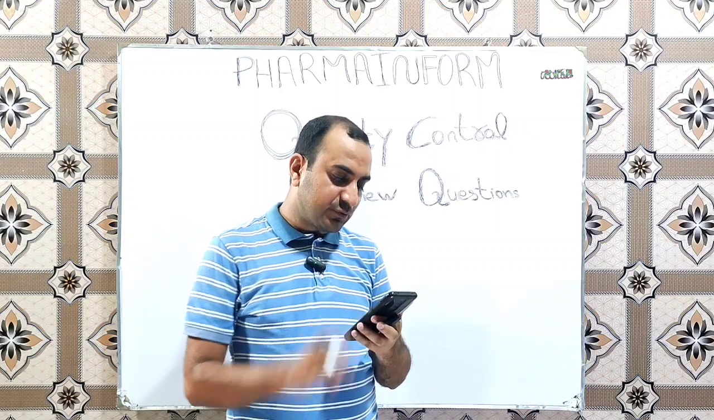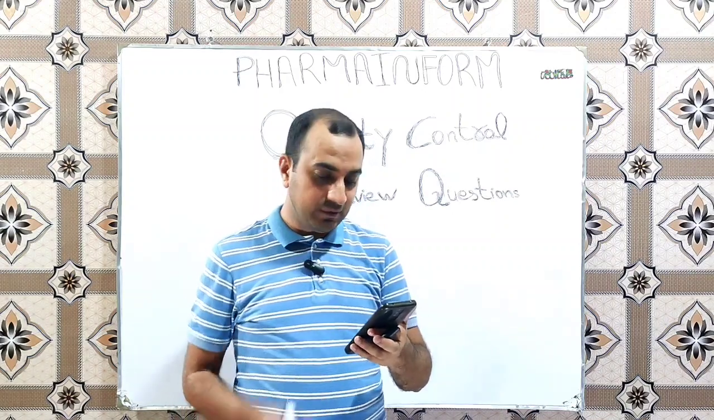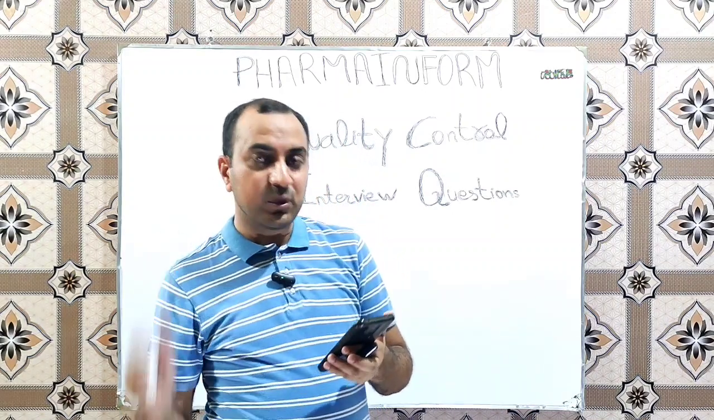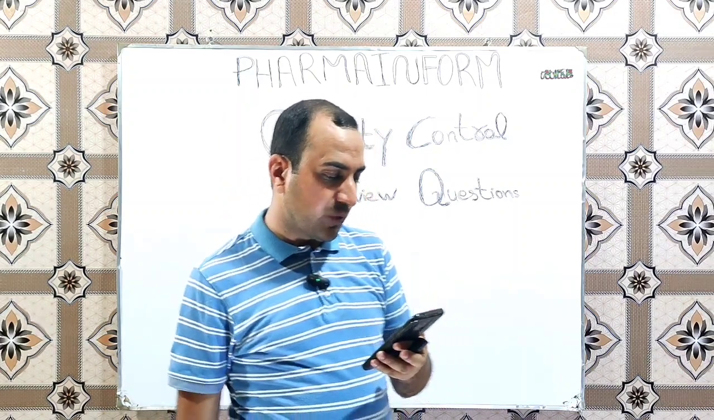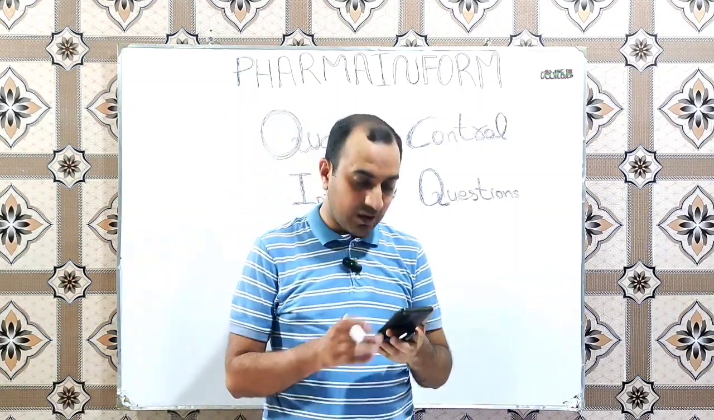What is light source in polarimeter? A sodium lamp is used as a light source in polarimeter. Why sodium lamp is used? Because it is monochromatic and has high energy output.